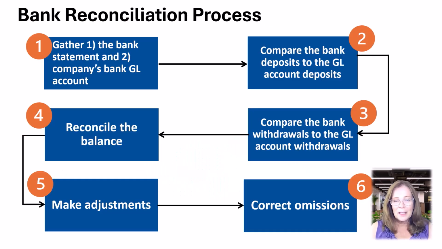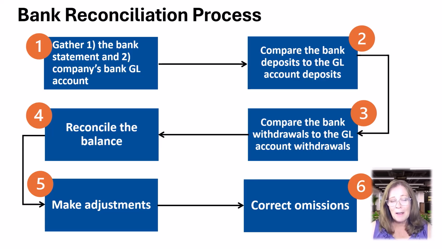The bank reconciliation process can be broken down into 6 basic steps. First, gather the necessary documents, including the bank statement and the company's cash account activity from the general ledger. Next, compare the deposits on the bank statement to the deposits recorded in the accounting records. Then compare the withdrawals and payments such as checks, electronic transfers, debit card transactions, and bank fees to the amounts recorded in the general ledger.